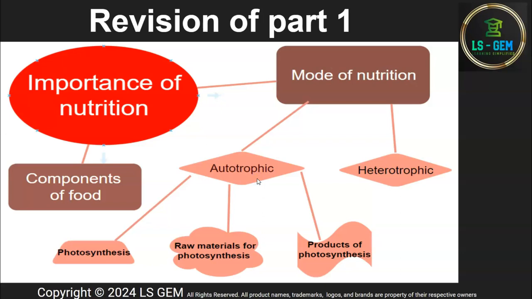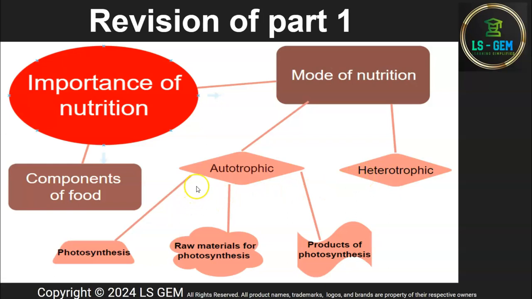Before we continue, let's quickly review what we have learned in the previous video. In the previous video, we learned the importance of nutrition and the main components of food, like carbohydrates, fats, vitamins, protein, etc. We have also learned the different modes of nutrition. We have learned what the autotrophic mode of nutrition is and what the heterotrophic mode of nutrition is.